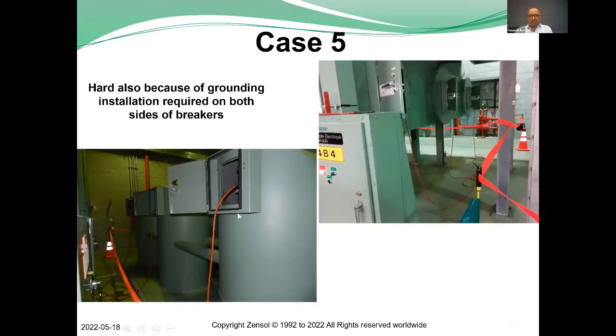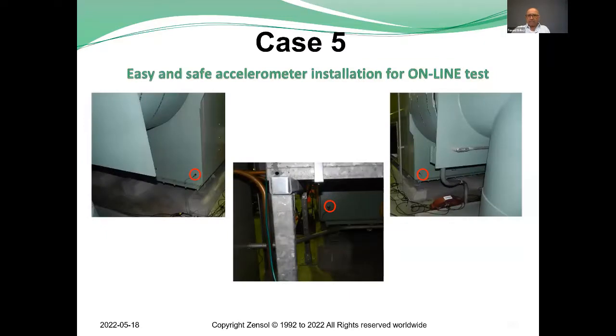And it's also hard because you need to ground the breakers on both sides. They are very big breakers, so you need to do all these junctions to be able to do a typical, classical timing test. But with the accelerometer, it's very easy because it's done safely. Even when the breaker is online, you are not affected.